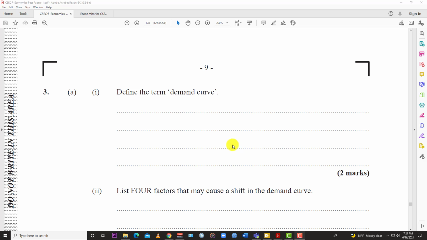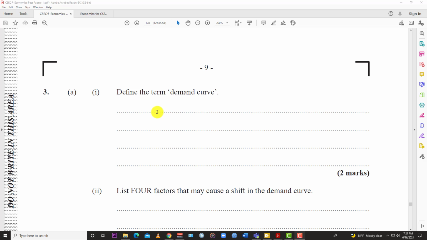We completed questions 1 and 2 in two previous videos, and so we're going to be looking at question 3 in this video. So question 3 for the May-June 2019 Economics Paper 2 for CSEC. Alright, so let's just jump into that.